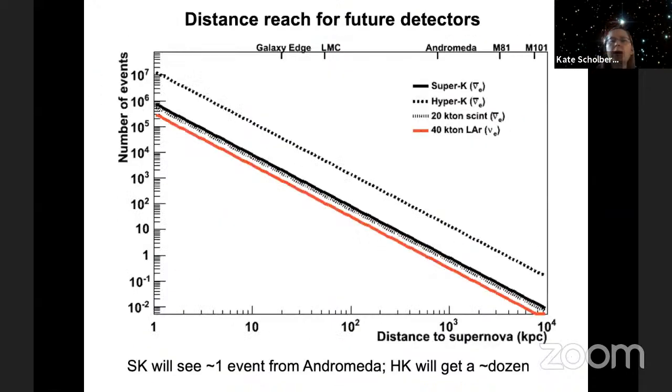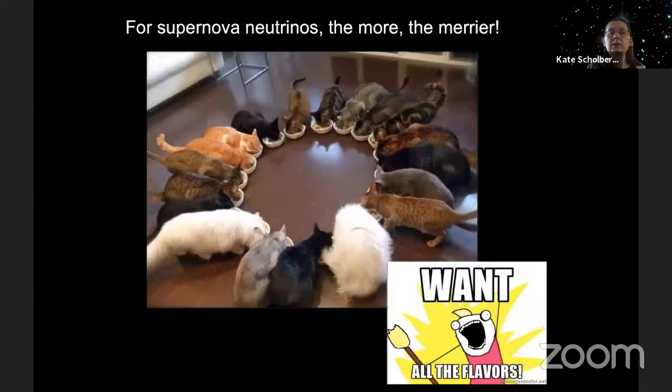A question we got before was, what about Andromeda? We're talking about the galaxy. And so these are the event rates. This is just 1 over r squared, a function of distance to the supernova. If you go to Andromeda here, you could see that something like Super-K is going to get maybe 1 event, maybe 1 event in DUNE as well. It's the red line. But Hyper-K could see maybe a dozen events. And so that's about as far as we can go.